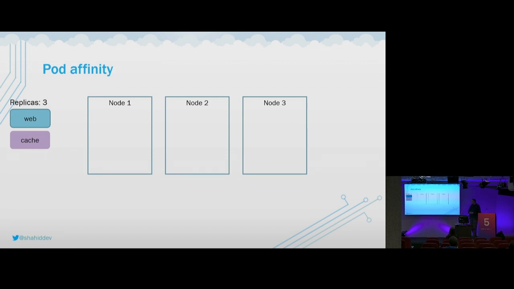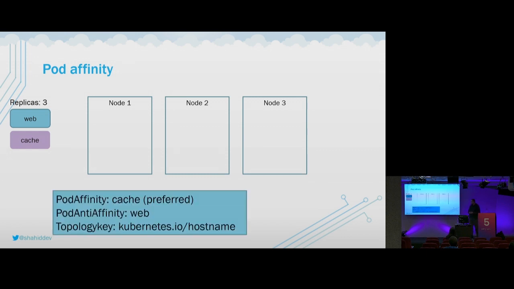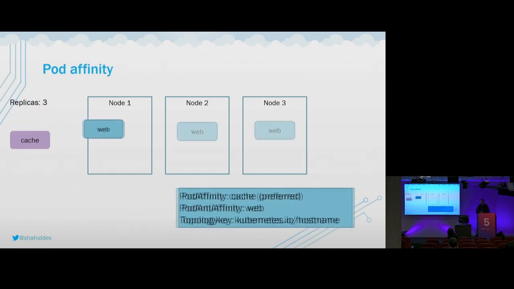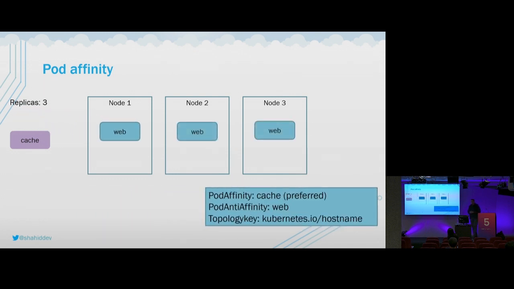So how would we do this using pod affinity? For our web component, we say we want pod affinity for the cache component, and we mark that as a preferred one because the cache pods may not be running yet. But we want anti-affinity against the web components. That's going to repel the pods to make sure they go on different nodes, and then the affinity will make sure they get attracted. And we're using the host name in this case, because we've got three hosts. So when I deploy that, Kubernetes will basically deploy 3 instances across the 3 nodes.